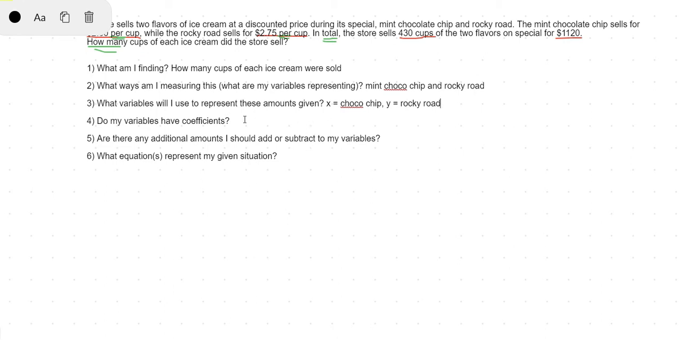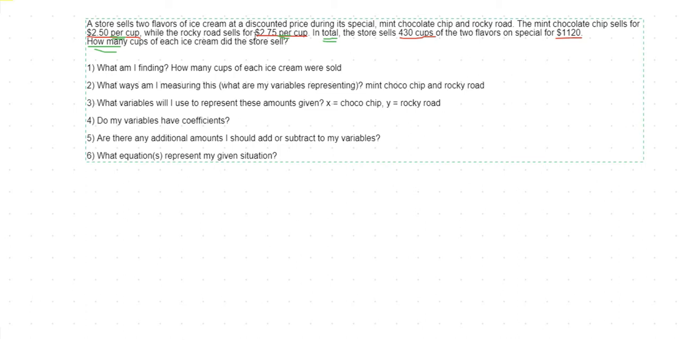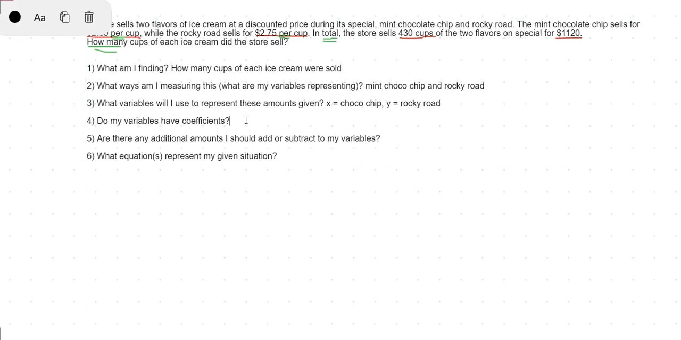Do my variables have coefficients? When we look at the context of this problem, I'm asking, is there a cost that's attached to them that I'm going to have to multiply? Keep in mind, when you take a coefficient for a variable, you're multiplying it by something. And that's why in the very beginning of the problem, I double underlined that word per. That's a signal word for me. If I see the word per or each, usually that's talking about multiplying things together. So that tells me that the 2.50 and the 2.75 are coefficients.